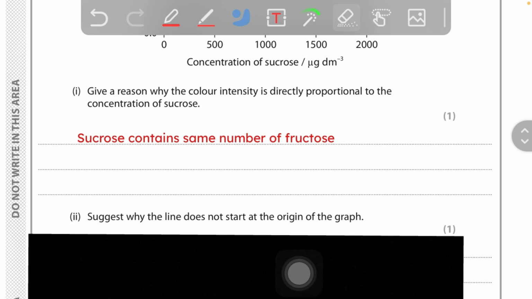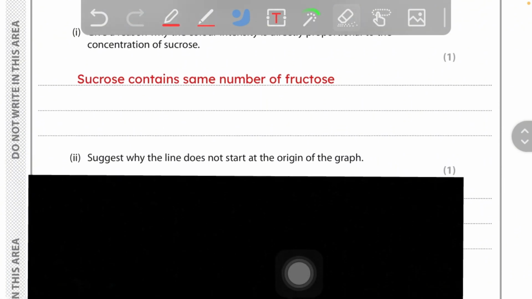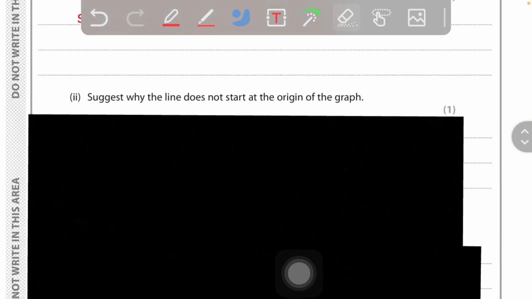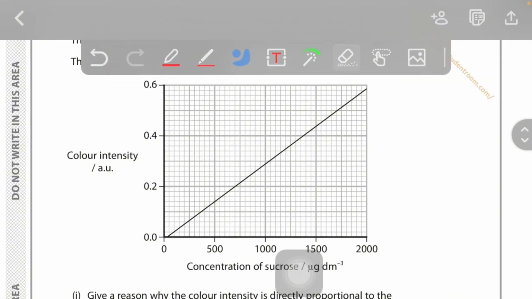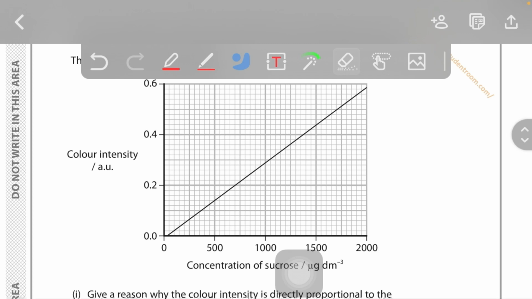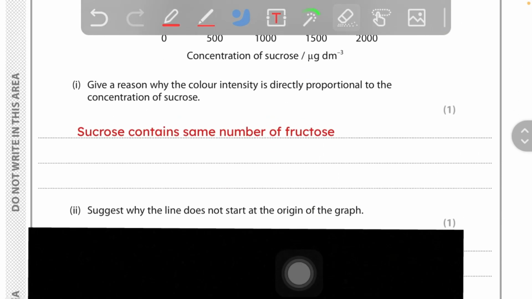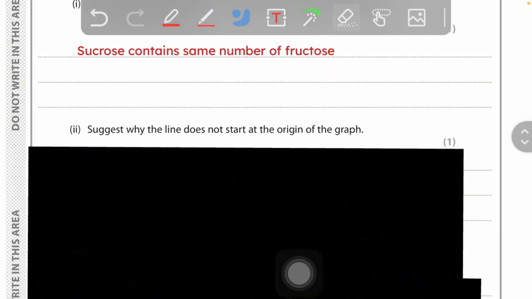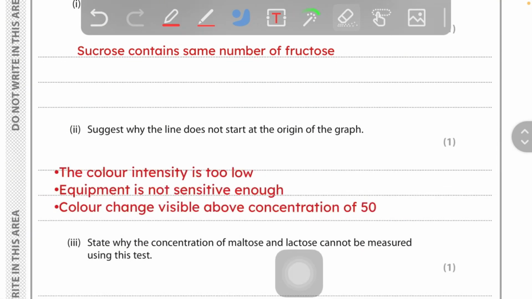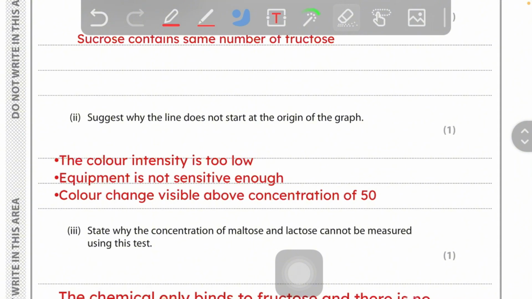Suggest why the line does not start at the origin of the graph. Why does it not start from the origin? Because the color change is really low, right? This can be a reason, isn't it? The color intensity is too low. Equipment is not sensitive enough. Color change visible above concentration of 50.